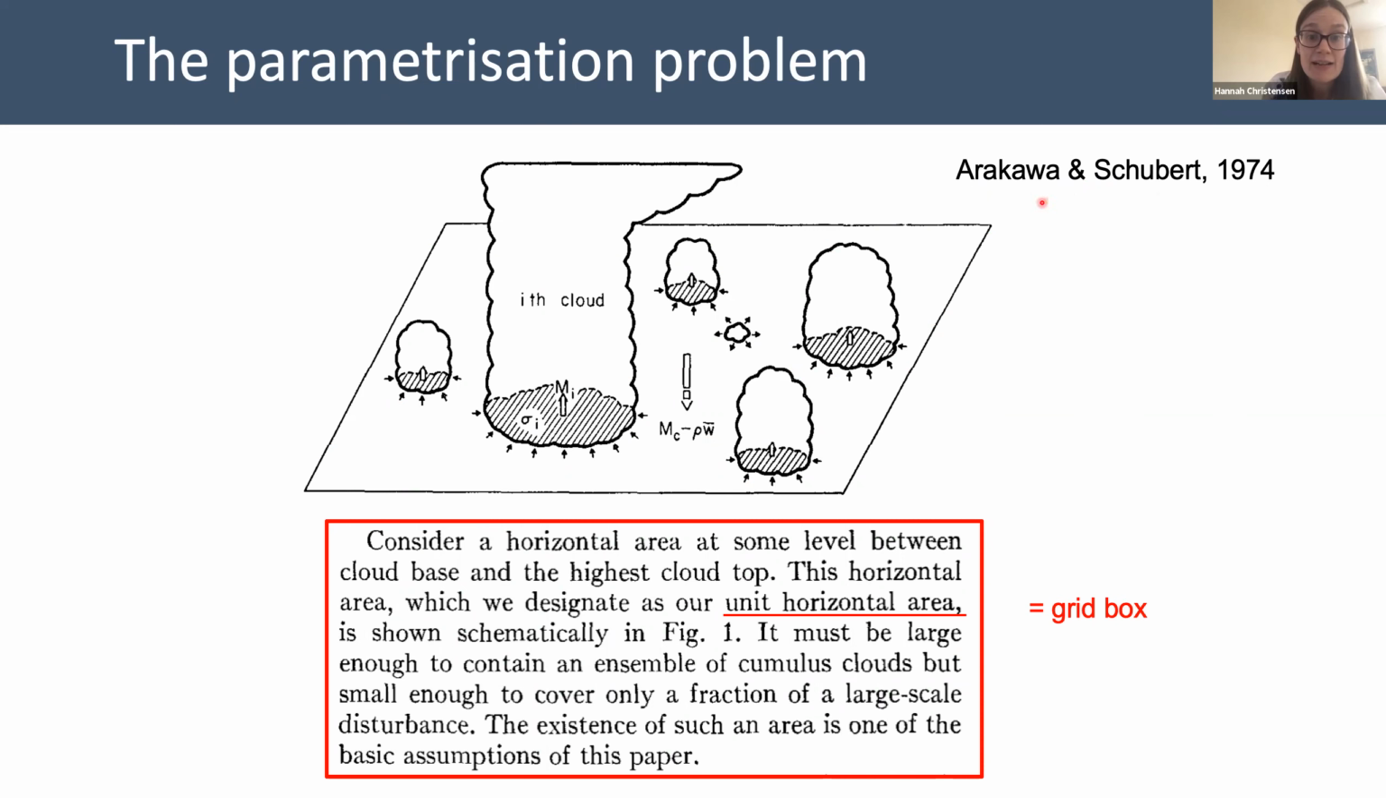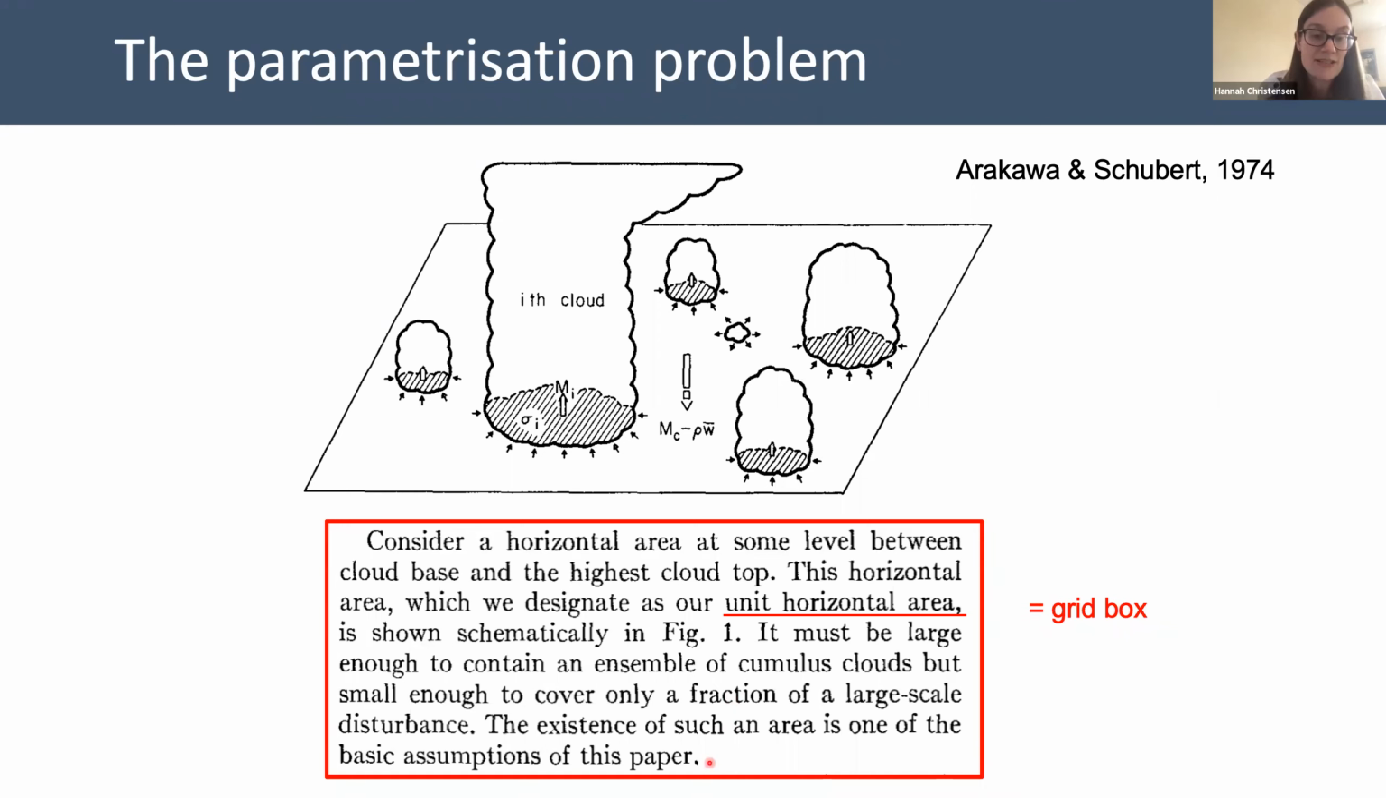widely cited paper by Arakawa and Schubert from 1974, which describes the cumulus cloud parameterization problem. I've extracted this paragraph from their paper. They say, consider a horizontal area at some level between cloud base and the highest cloud top. This horizontal area, which we designate as our unit horizontal area, so in other words, this is our grid box, is shown schematically in this figure. It must be large enough to contain an ensemble of cumulus clouds, but small enough to cover only a fraction of a large-scale disturbance. The existence of such an area is one of the basic assumptions of this paper.